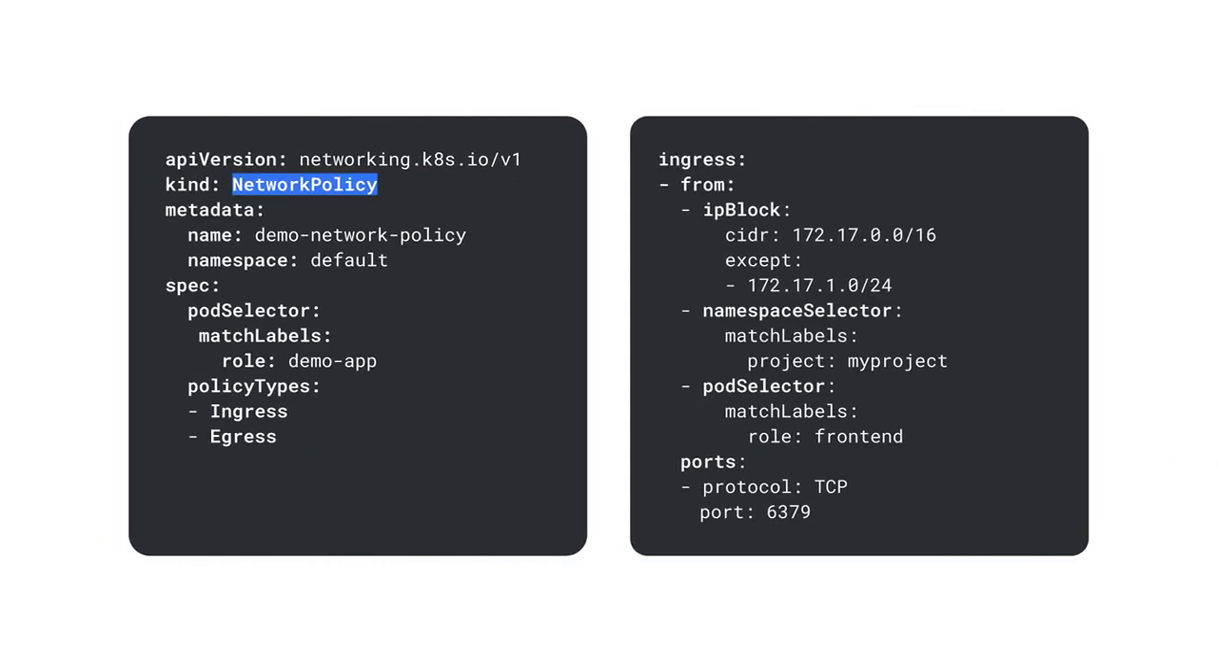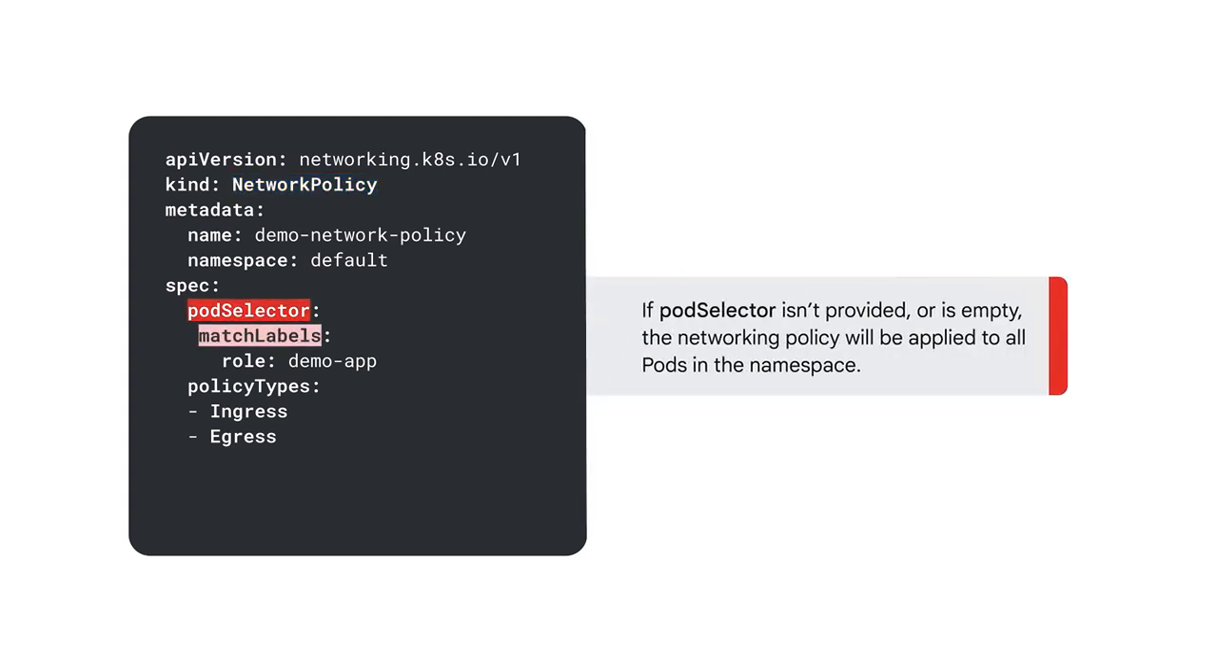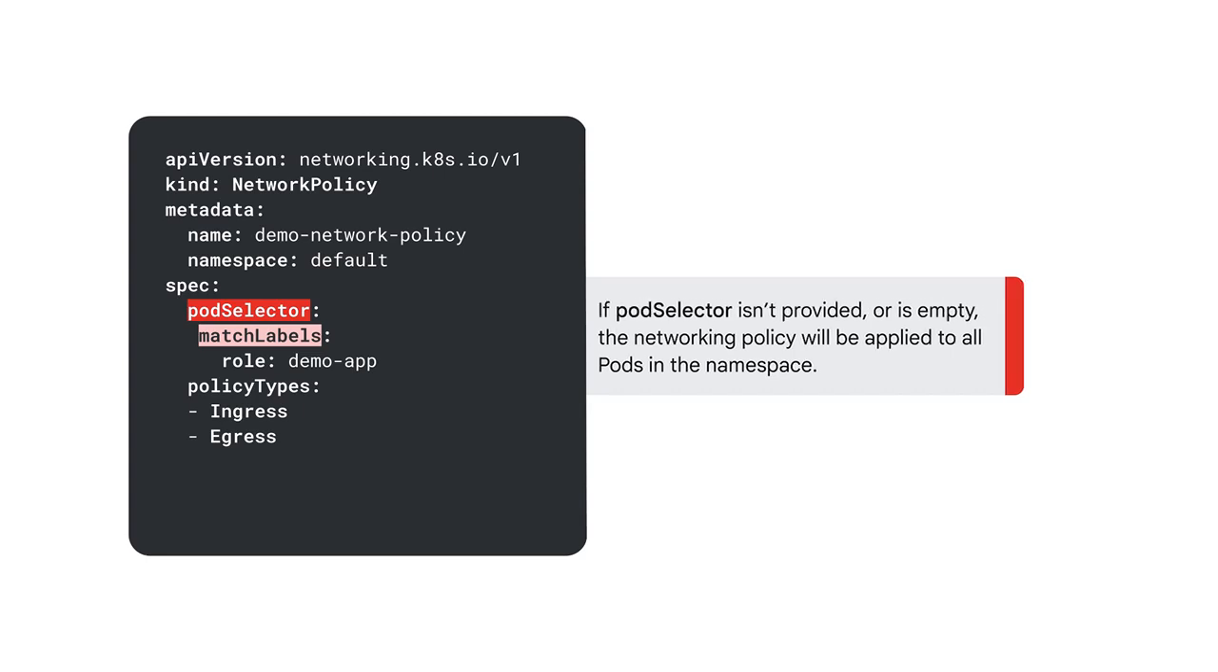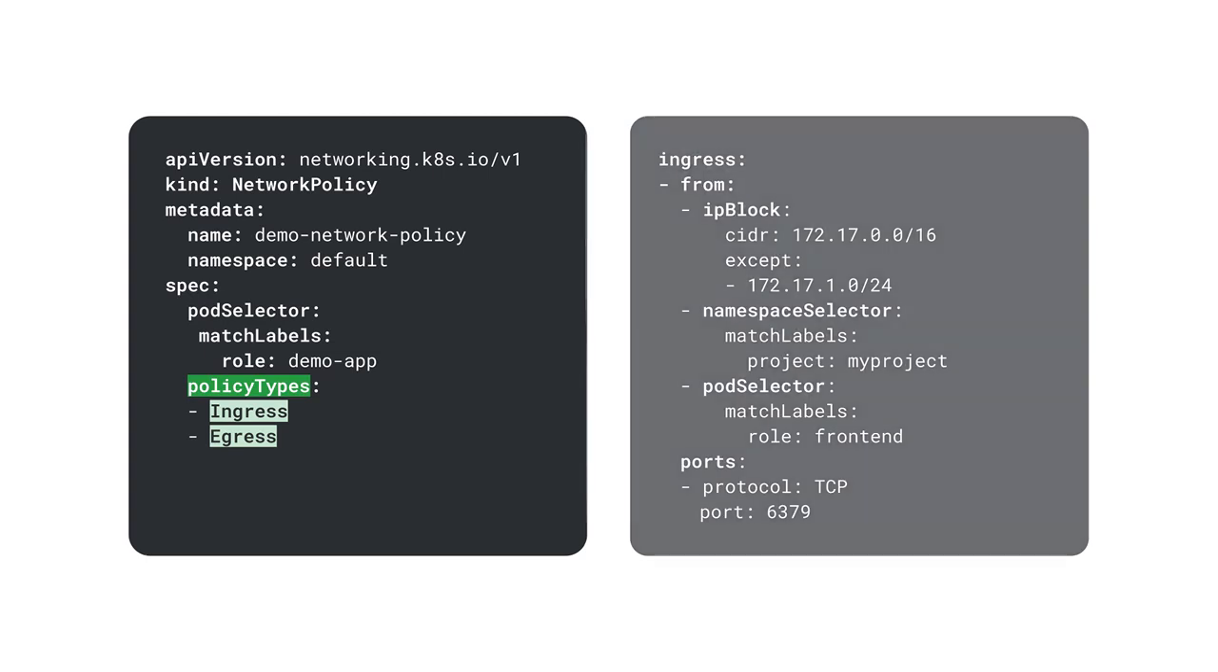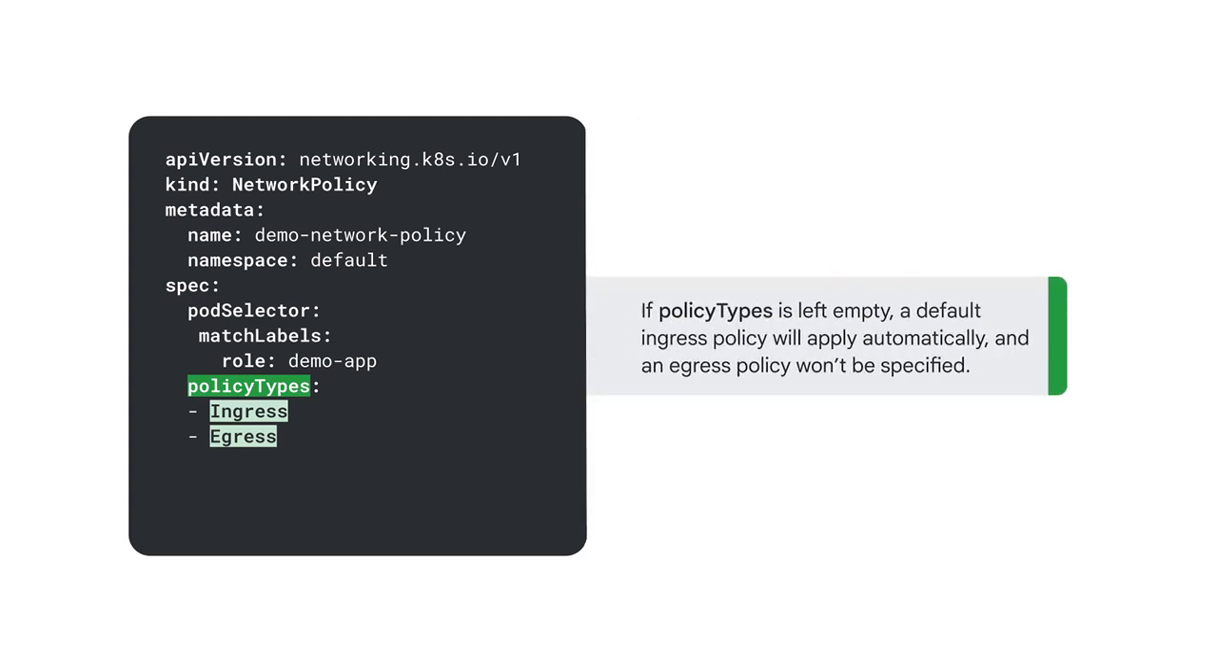Network policies are written in YAML files and have the kind network policy. The pod selector lets you select a set of pods based on labels. If pod selector isn't provided or is empty, the networking policy will be applied to all pods in the namespace. Policy types indicates whether ingress, egress, or both traffic restrictions will be applied. If policy types is left empty, a default ingress policy will apply automatically, and an egress policy won't be specified.